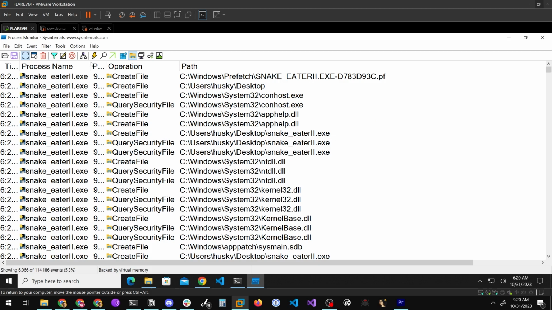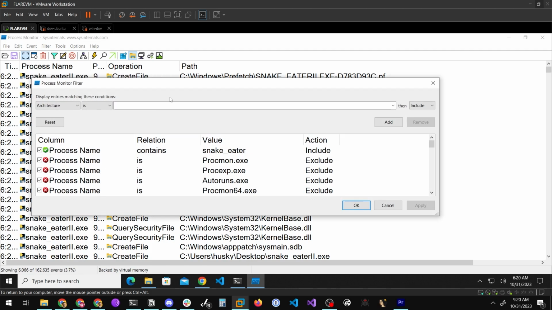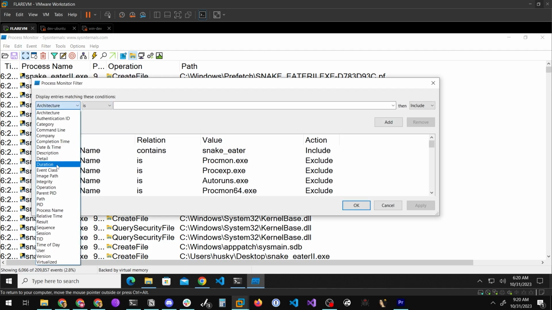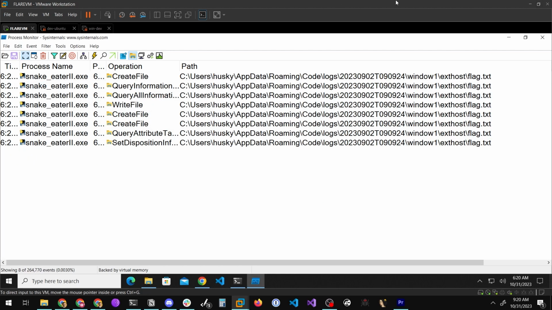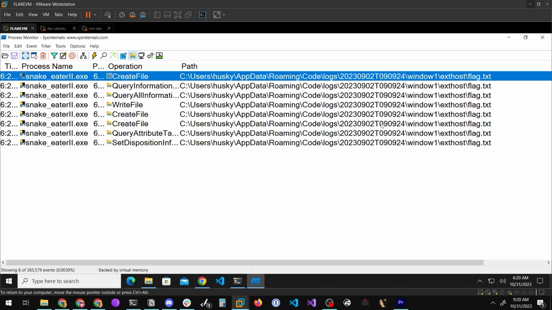And then if we take the knowledge that we learned from Snake Eater 1, we can actually add, let's do path contains flag. So if you're thinking, oh, this is going to be just as easy as Snake Eater 1 because the flag's just going to be in there. Again, Snake Eater writes a flag somewhere randomly in app data. It actually writes a temp file first. It makes sure that it can write there. It deletes the temp file and then writes the flag.